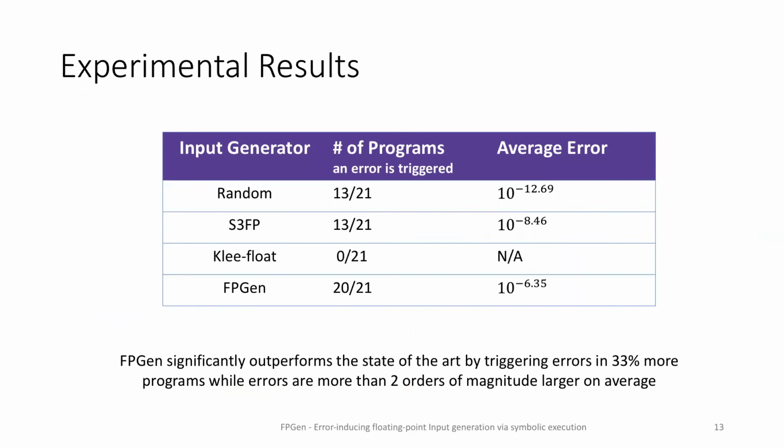A summary of the results: first, out of 21 programs, the random generator and S3FP can trigger an error in 13 programs, and ClearFloat failed to trigger an error in any of the programs. And FPGen triggers an error in 20 programs. Regarding the magnitude of the error, FPGen triggers an error that is around 10 to the negative 6. It is more than 2 orders of magnitude larger than the error triggered by S3FP.